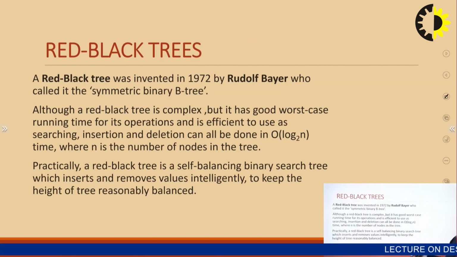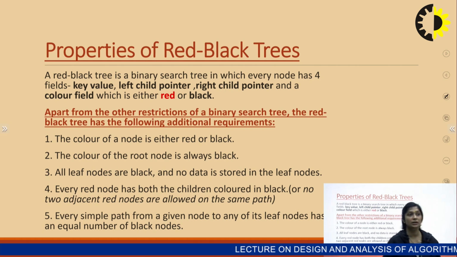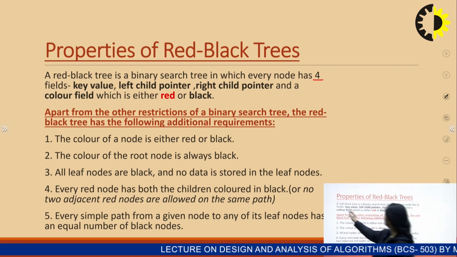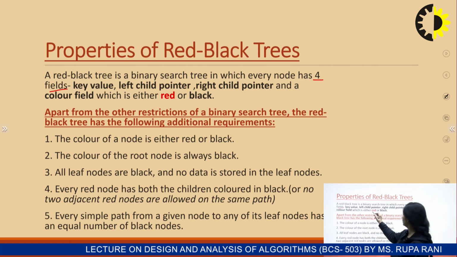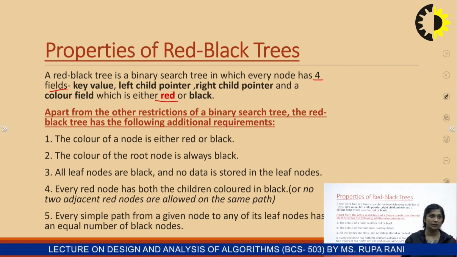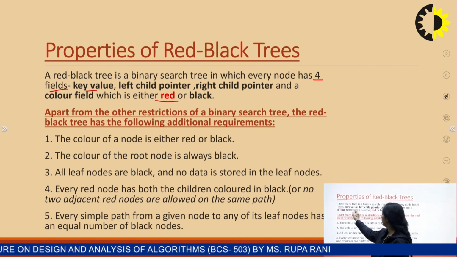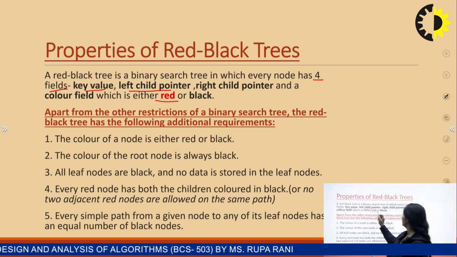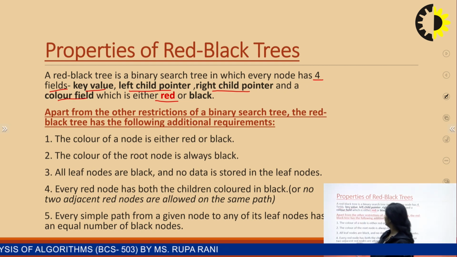Now this is the introduction of red black tree. We start with this. Actually a red black tree contains 5 fields. Here I have written 4 fields, but actually it contains 5 fields because I didn't include the color, which is red or black. What are those 5 fields? First one is key value, left child pointer, right child pointer, and a color field.